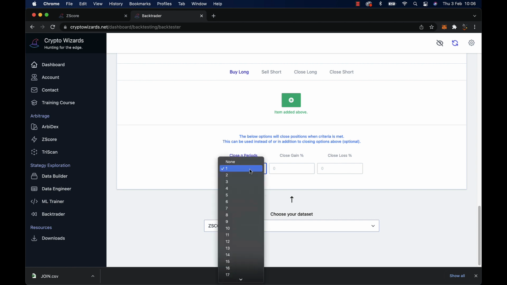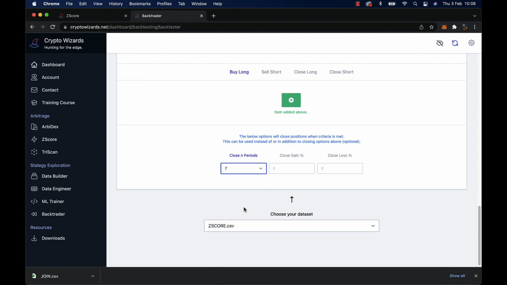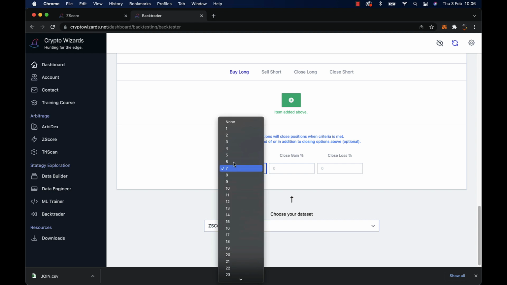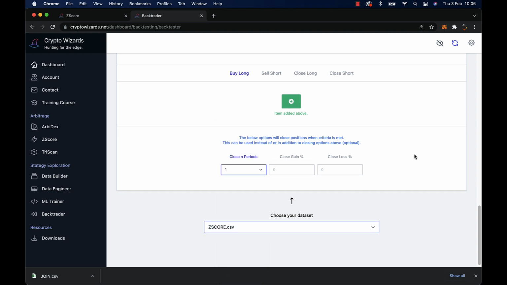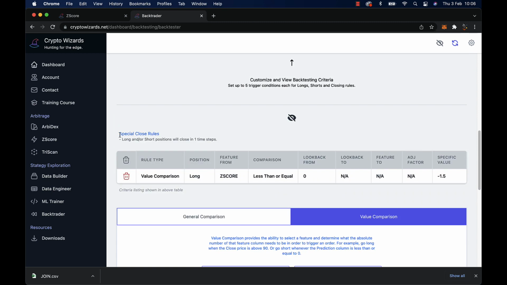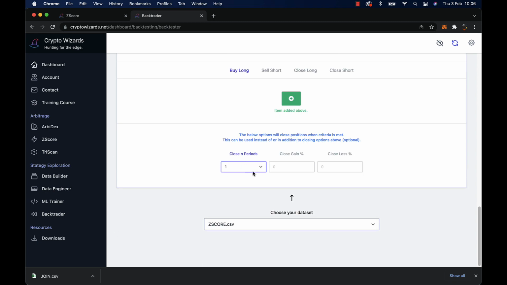If I wanted to close it a week from now, automatically I'd put close in 7 periods from now. Or 7 hours, sorry, not a week. This is hourly data, so it'd be 7 hours from now. So here I'm going to say just close it in the next 1 hour. And that's it. And to see that up here, you can see special close rules. Long and or short positions will close in 1 time step. That's the one we added here.